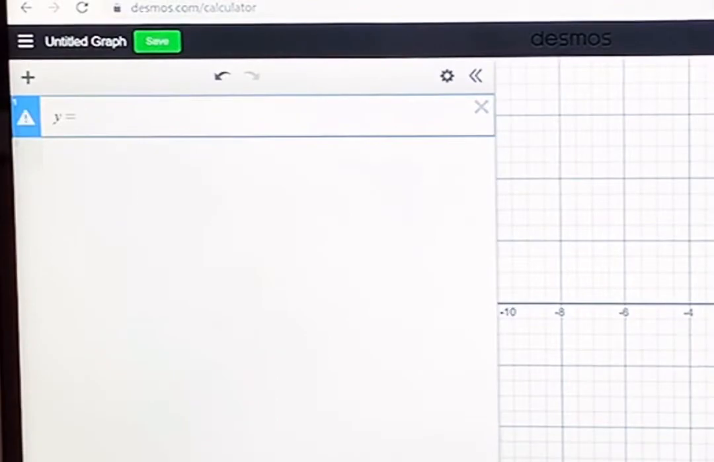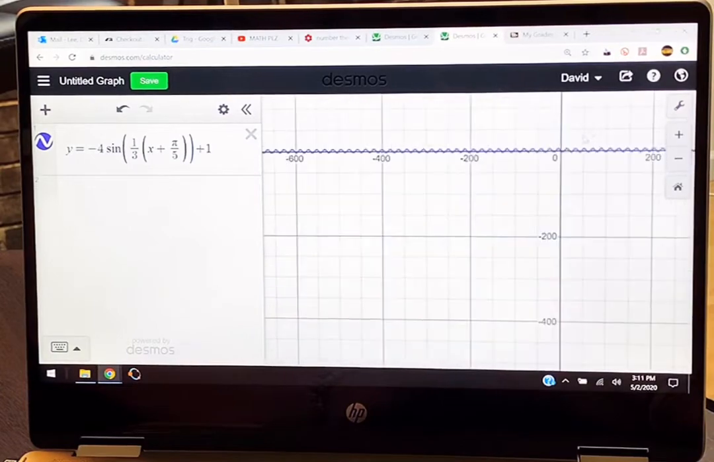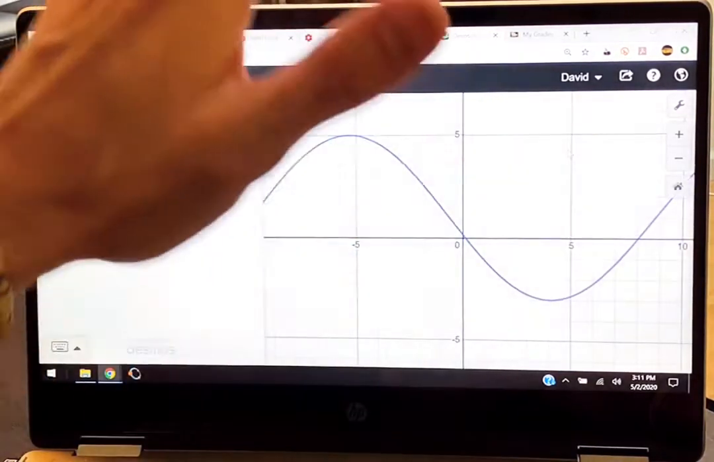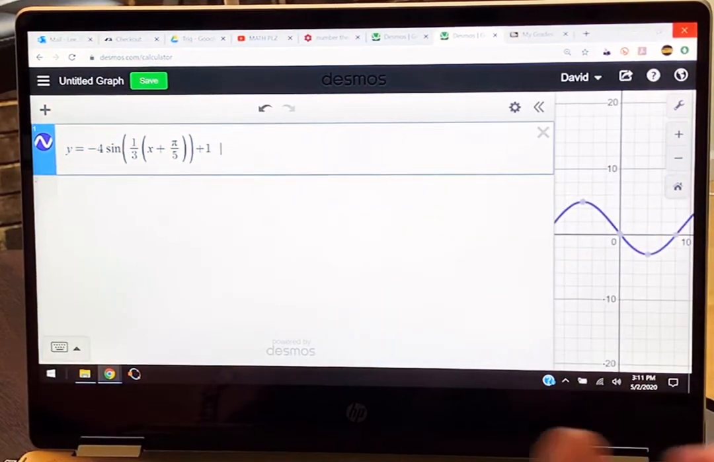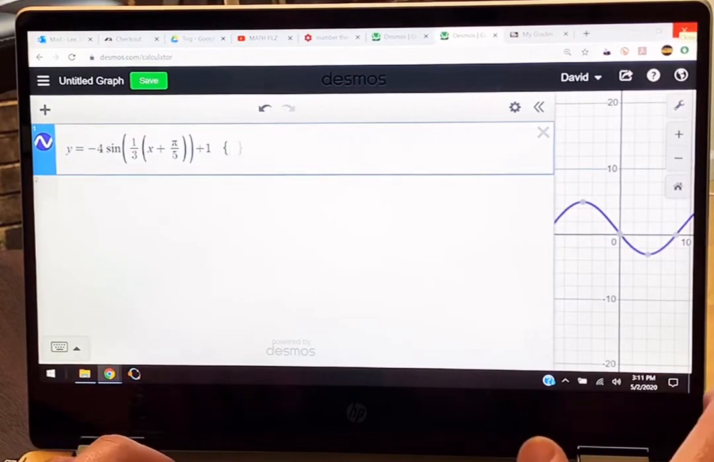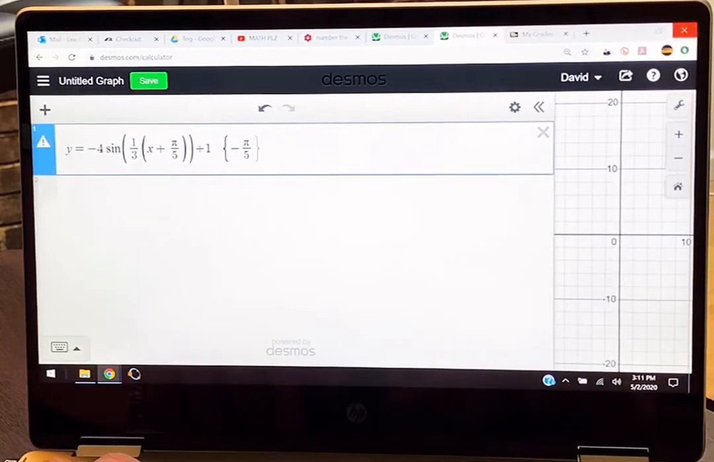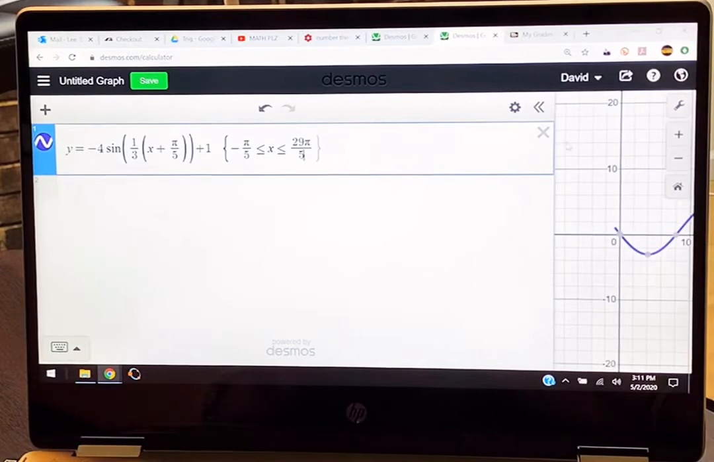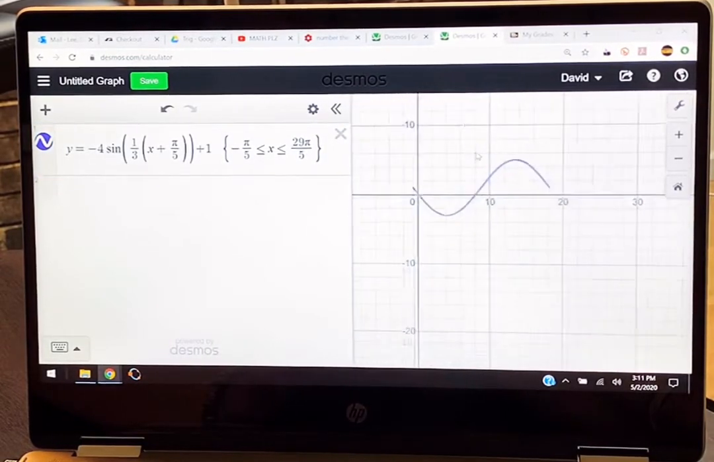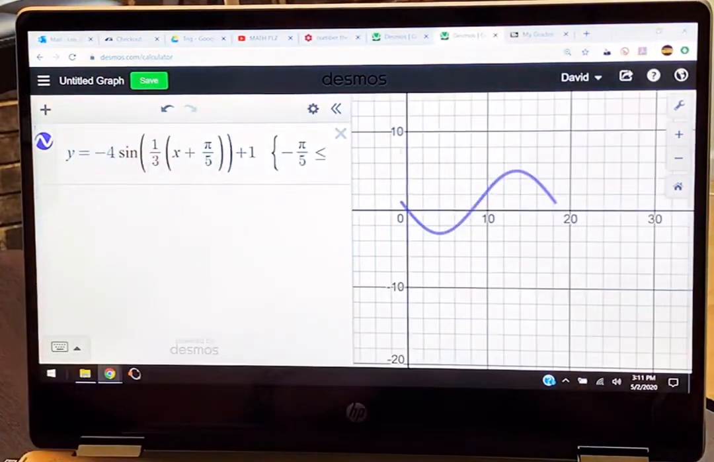So let me type this into Desmos. Now notice that if I zoom out, this sine wave goes on forever and ever. And I don't want that, that's too much. I only want one piece of this. So what you can do is, in the same box, give it a few tabs, doesn't really matter. Type in a curly brace and then type in the domain that we had on the board. It was negative pi over 5, less than or equal to x, less than or equal to 29 pi over 5. Let me scoot this back a little bit. Notice that it no longer goes on forever. It just has one specific period, one specific wavelength.